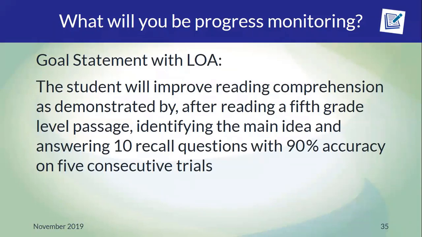So if the level of attainment in the goal statement says the student will improve reading comprehension as demonstrated by, after reading a 5th grade level passage, identifying the main idea and answering 10 recall questions with 90% accuracy on 5 consecutive trials, which of these are you going to be monitoring? Go ahead and fill it in. Are you going to be monitoring reading comprehension, identifying main idea, reading 5th grade text fluently, answering recall questions, E, A, and C, B, and D, or all of the above?